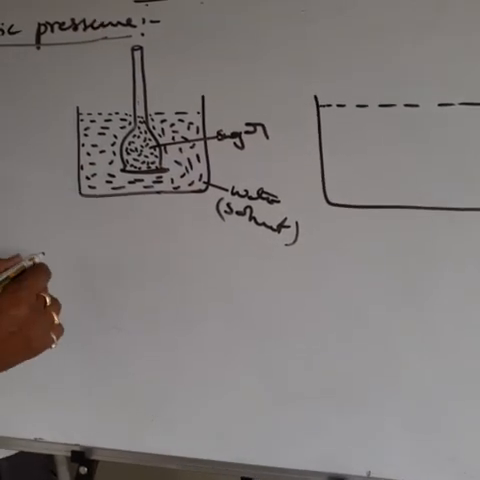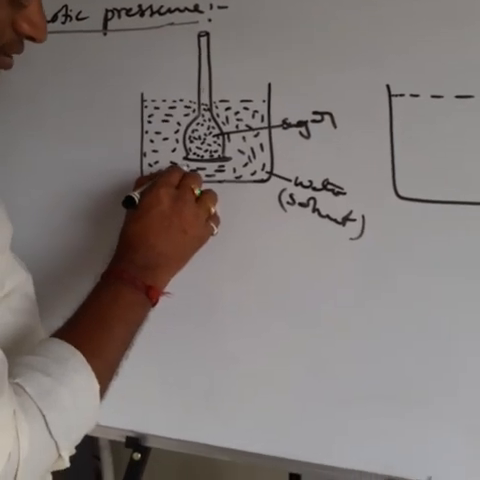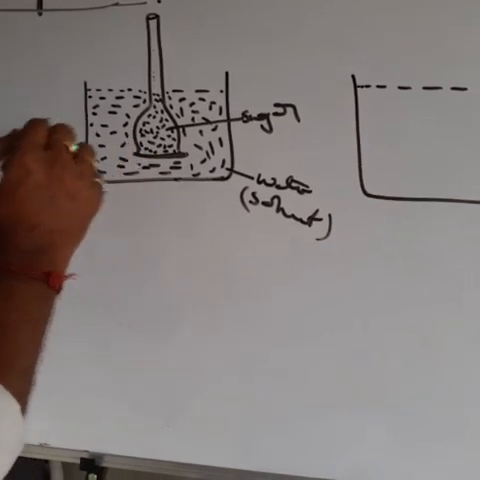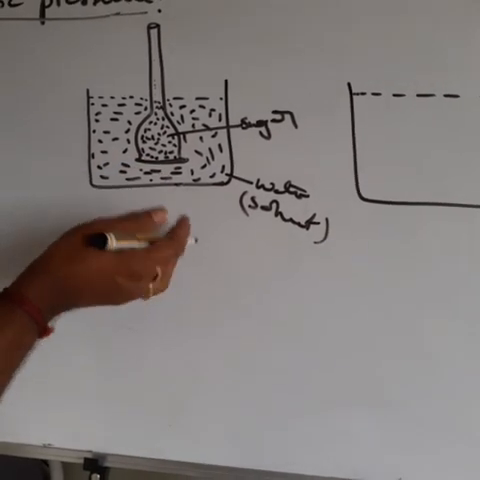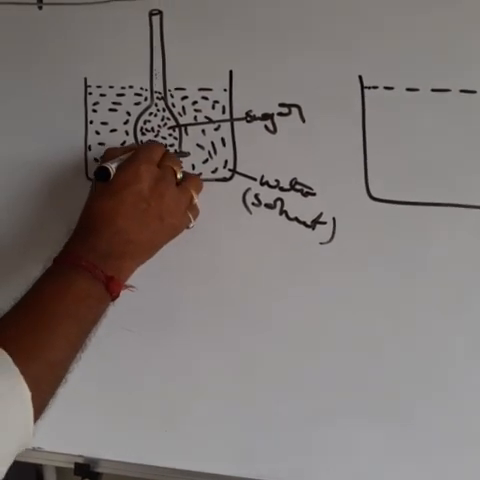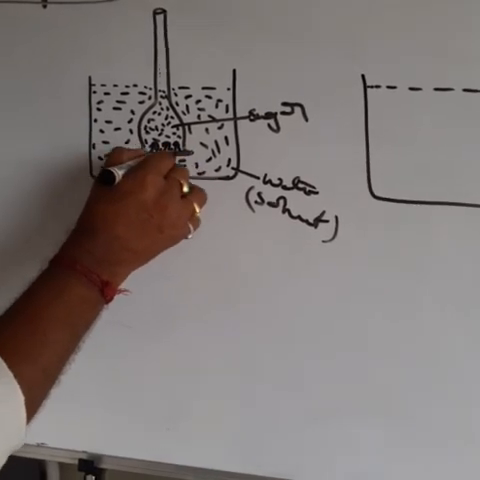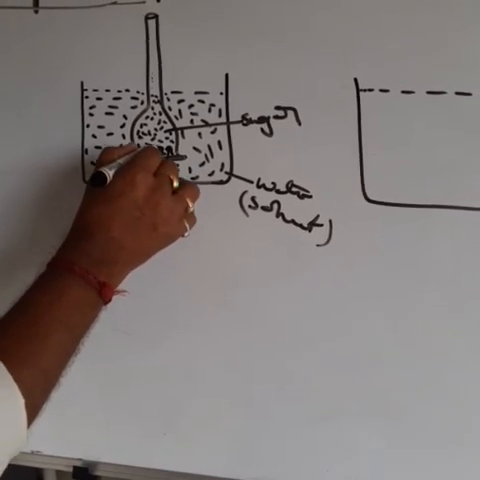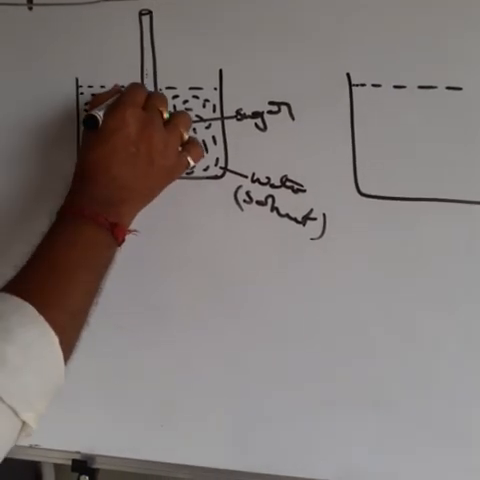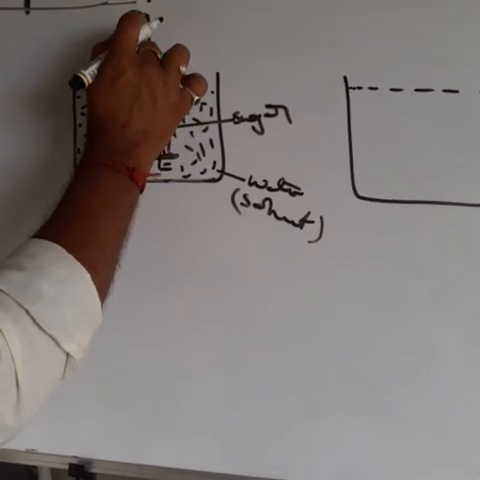Why? Because according to the osmosis process, the solvent particles or solvent molecules enter from the less concentrated side to the more concentrated side. Water has less concentration, sugar has more concentration. The solvent particles enter from less concentration to more concentration through the semi-permeable membrane. Whenever the solvent particles enter from the water into the sugar solution through the semi-permeable membrane, it causes the level of the sugar solution in the thistle funnel to increase.